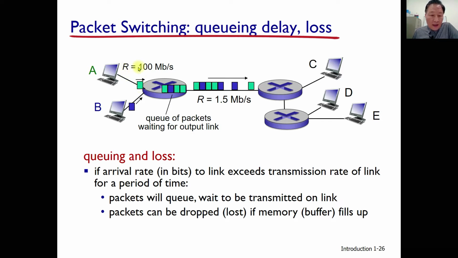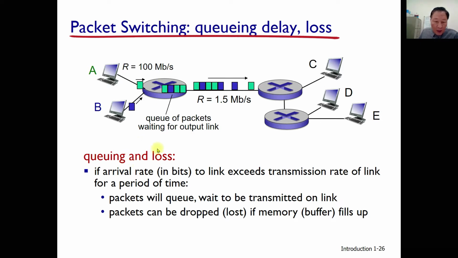We are assuming R is 100 Mbps, and here this link speed is slower than this incoming rate of 1.5 Mbps. Let's assume that real number. Then that packet will be waiting here. That is called a queue. Queue means waiting buffer. A queue of packets waiting for an open link, because there are so many different packets waiting for transmission.